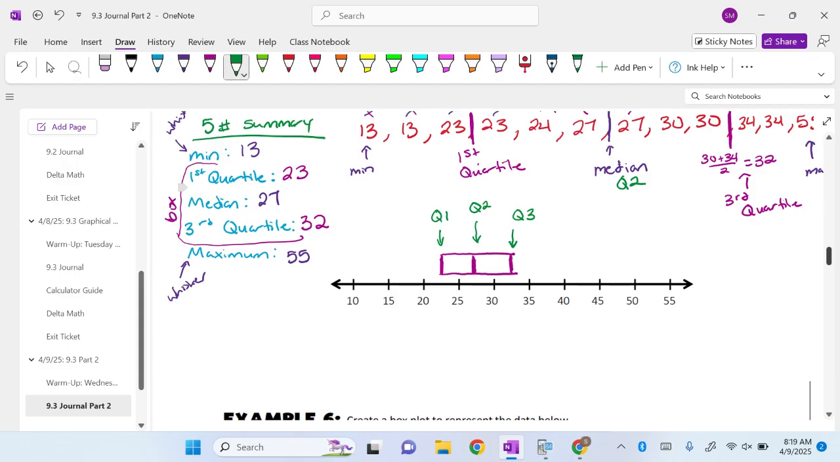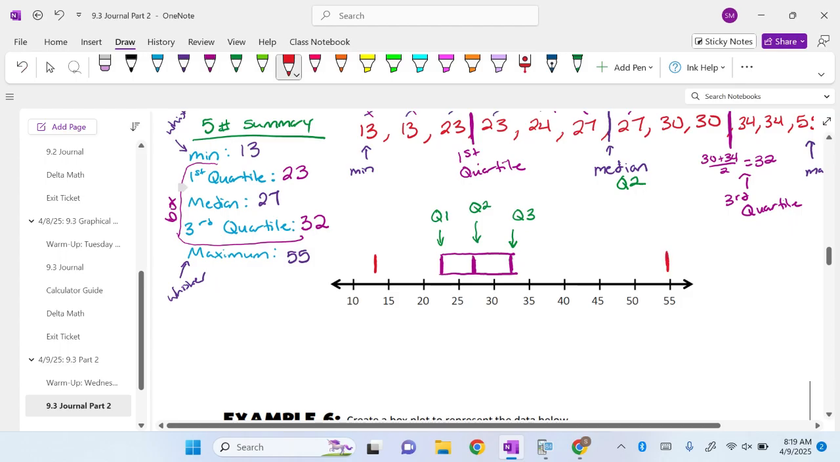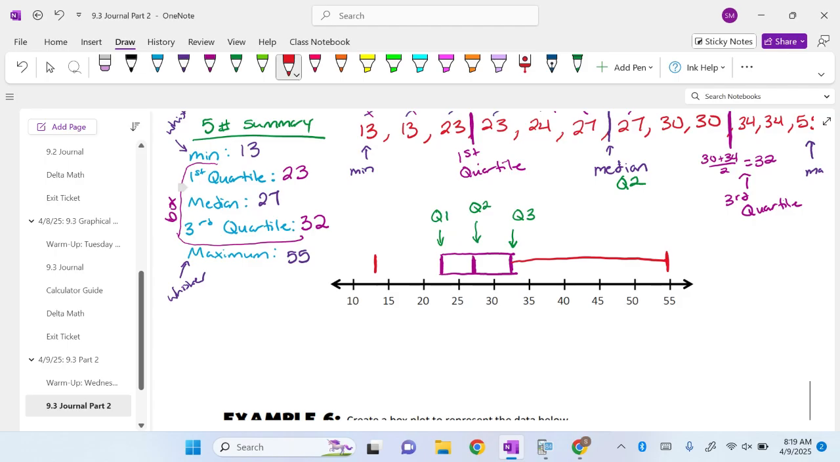Now, where do the whiskers come into play? They come from our what? Our minimum and our maximum. So I'm going to mark where my minimum is, which is at 13. So that's about right here. And then I'm going to mark where my maximum is, which is at 55. So that's way over here. And then I'm going to connect it to my box.